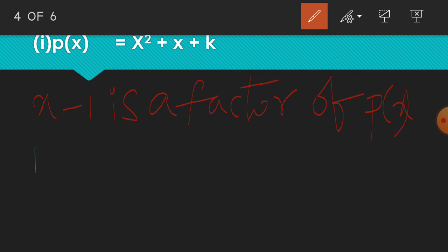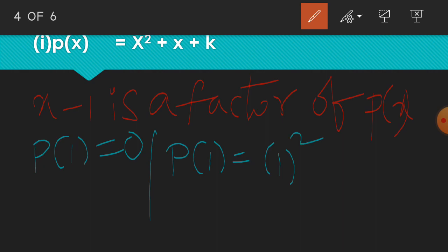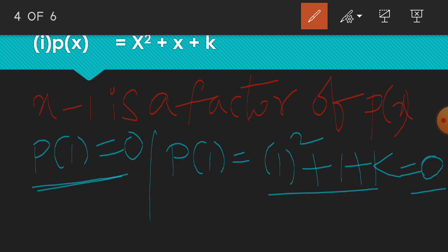So we have to take p of 1 equal to 0. That means we have to replace x with 1. So p of 1 equal to 1 square plus 1 plus k equal to 0. This is very important because p of 1 equal to 0. P of 1 value is this one and it should be equated to 0.